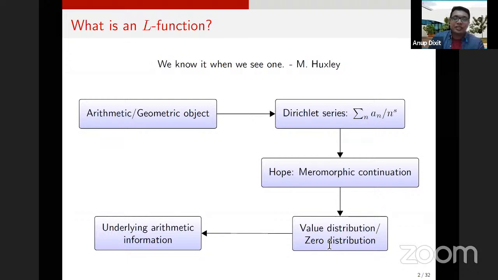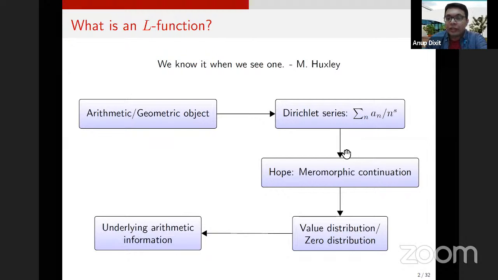We start with some arithmetic or geometric object, and we associate a series to this object, a series of the type summation a_n over n to the s. These coefficients a_n arise from the underlying object, typically in the form of an Euler product. Now, once we have this series, it is a function of s, where s can be a complex number. So this is a complex function, and this type of series typically converges only on a right half plane.